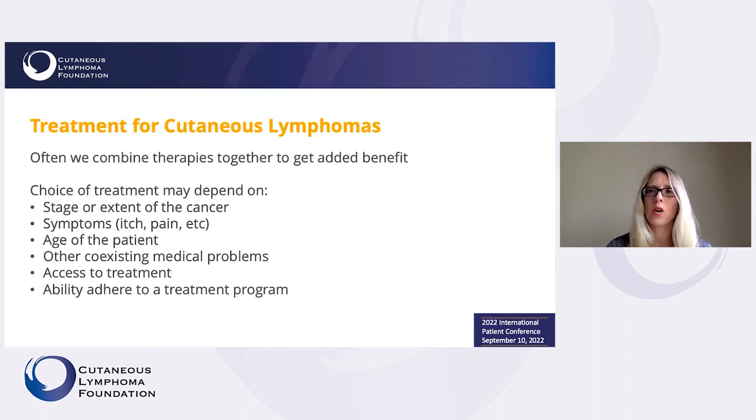The age of a patient, what we can use in a 30-year-old may be different than things that we would use in an 85-year-old patient. Other coexisting medical problems may make it harder for us to use certain treatments. Access to treatment can be a problem sometimes. Things like phototherapy that are done in the office of a dermatologist may not be close to some people's homes, or things like extracorporeal photopheresis is typically only done at academic centers and maybe hundreds of miles away for some people. And then also patients' ability to adhere to a treatment program.